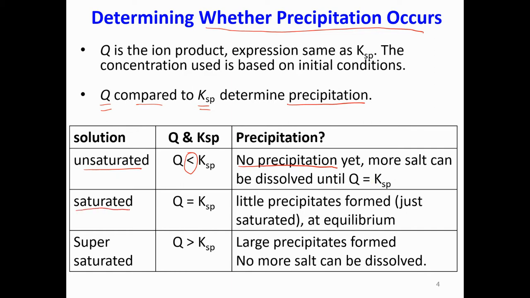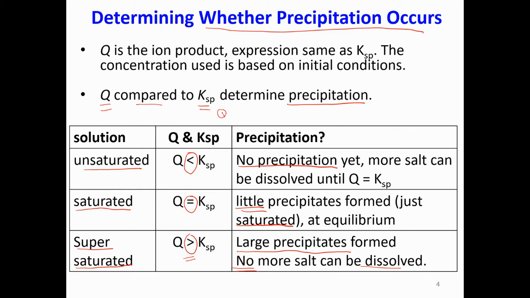If we are talking about a saturated solution, it means that Q equals Ksp. Little precipitate forms at equilibrium, or we just say it's a saturated solution. If we refer to a supersaturated solution, it means that Q is greater than Ksp. So large precipitates form. No more salt can be dissolved. So why do we say that when Q is greater than Ksp, precipitate forms and no more salt can be dissolved? Just remember one thing.